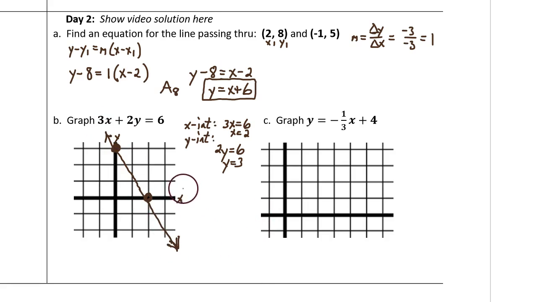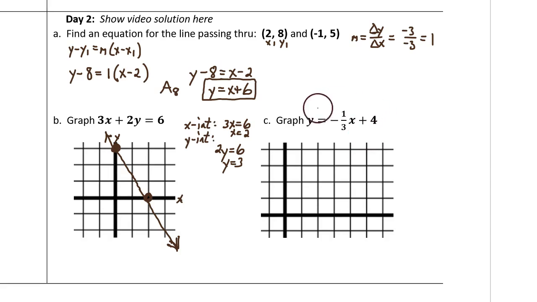Now, this is not the only way to graph the equation. It's just when you have standard form, substituting a 0 in for y in order to figure out what x is, and substituting a 0 in for x in order to figure out what y is a really good way to graph. Now, question C, we're asked to graph this linear equation.